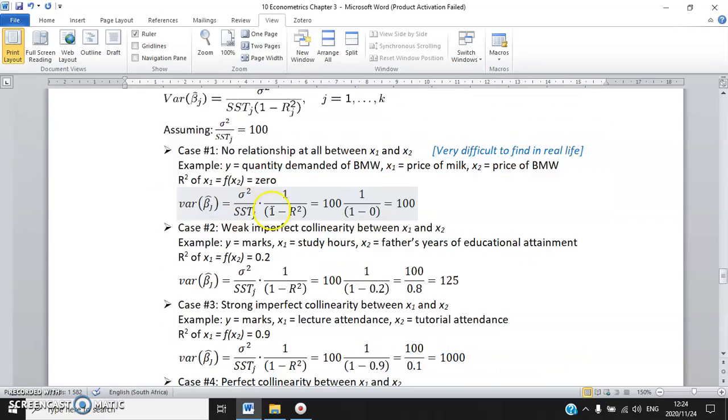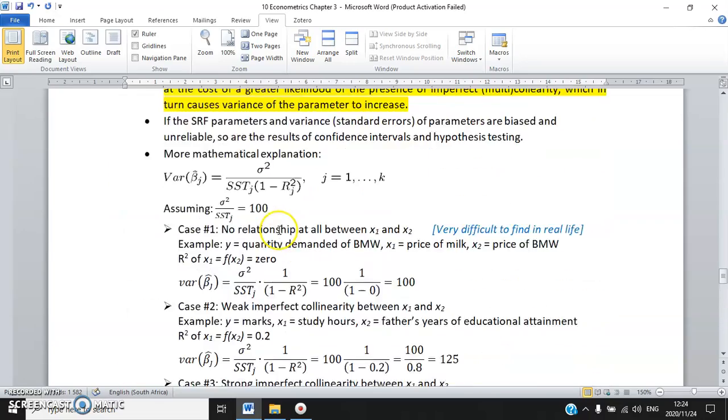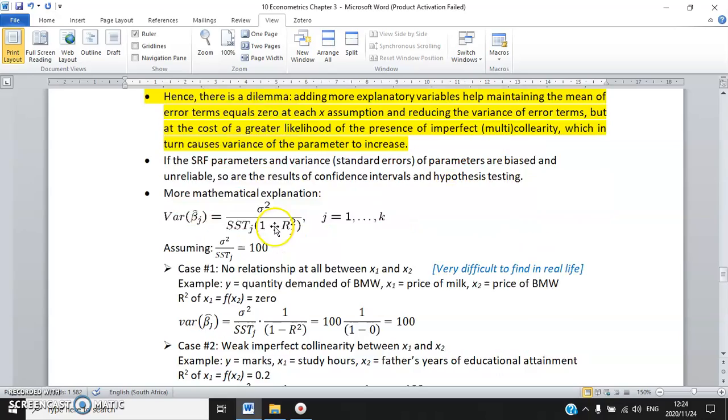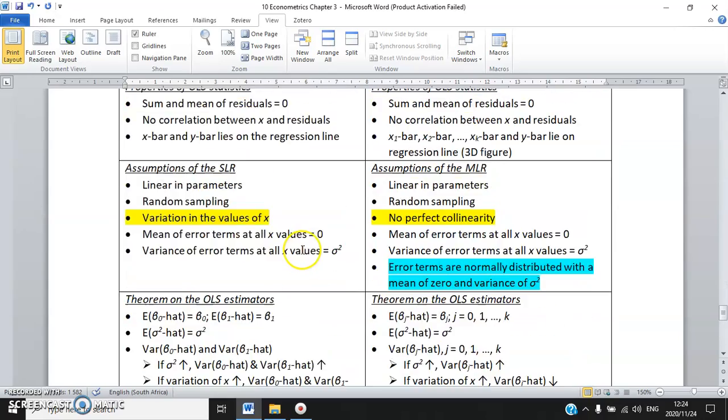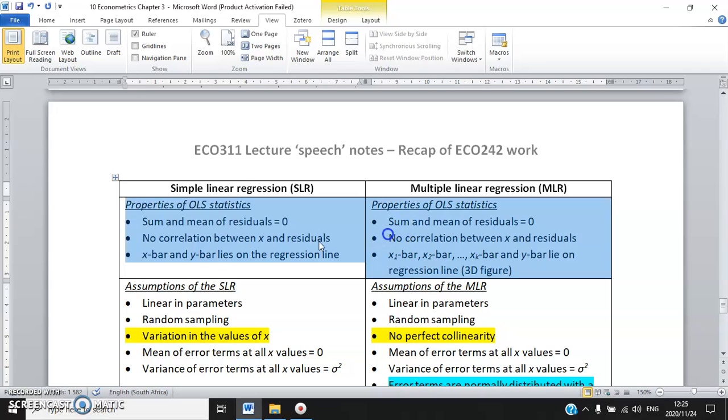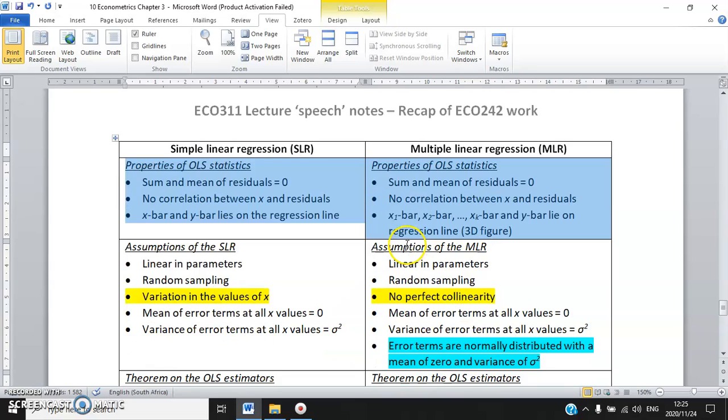Okay, and then this I want to explain in the last video. I want to skip to this summary table actually. I hope it is going to be helpful to you. The 3 properties of OLS statistics are more or less the same for simple linear regression and multiple linear regression.